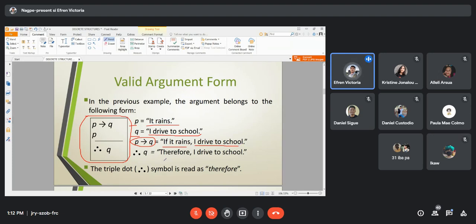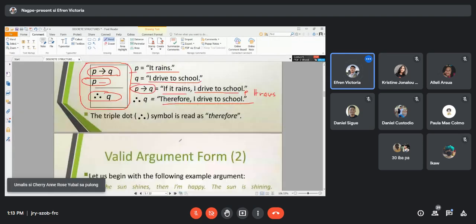So it rains, therefore I drive to school. So ito yung P, it rains. So, kulang pala rito. So dapat meron ditong P. So it rains, therefore I drive to school. So the triple dot symbol is read as therefore. So makikita nyo sa form, ito yung mga premise natin. Then ito yung conclusion.